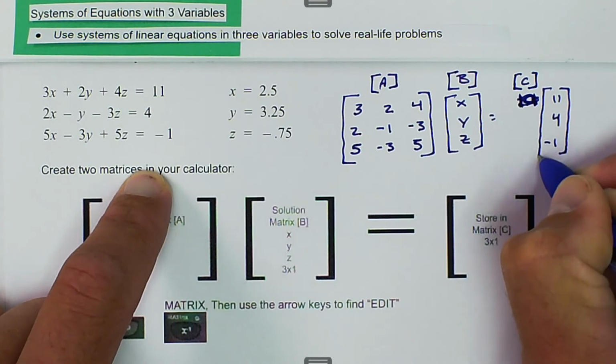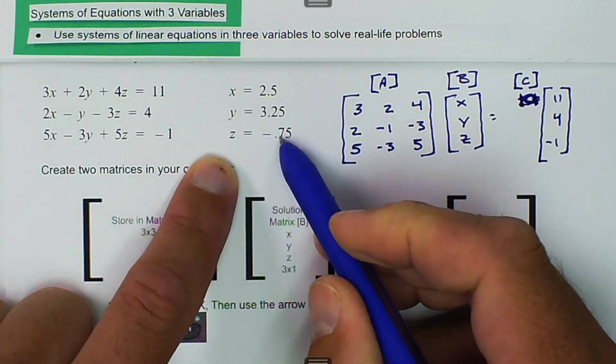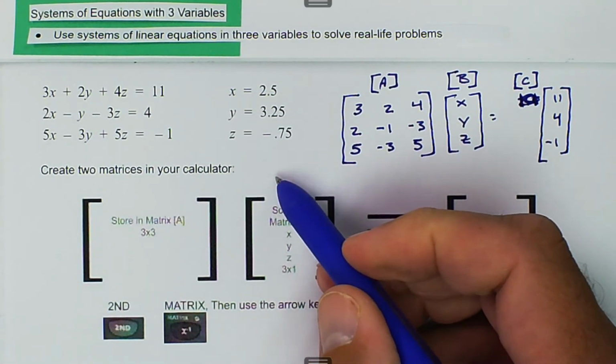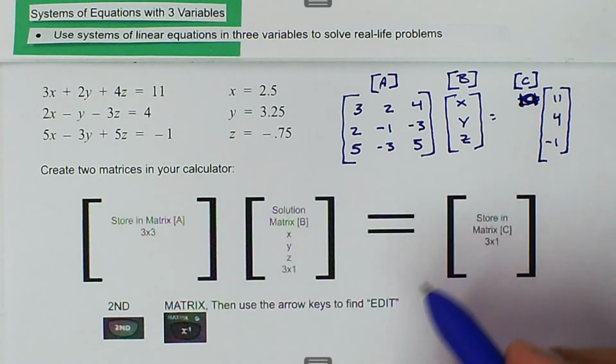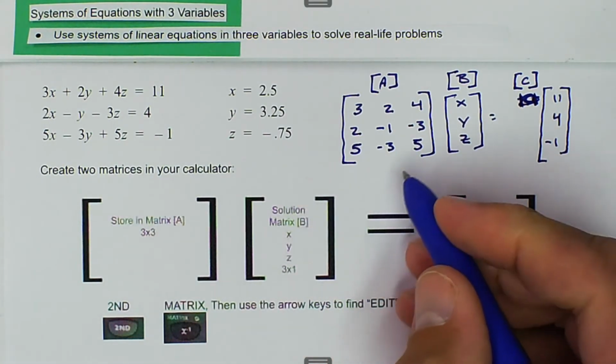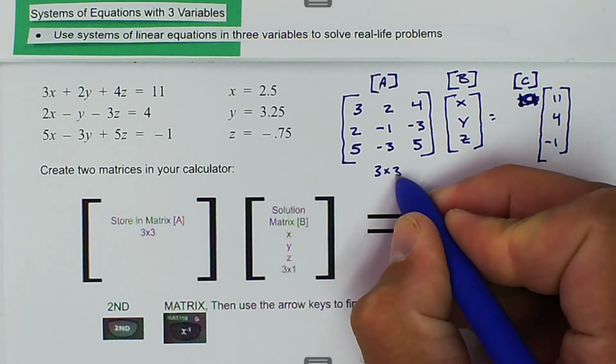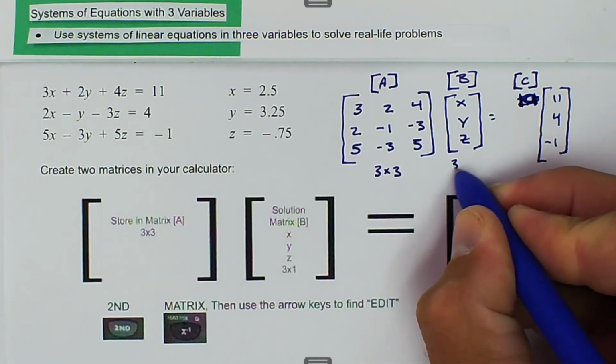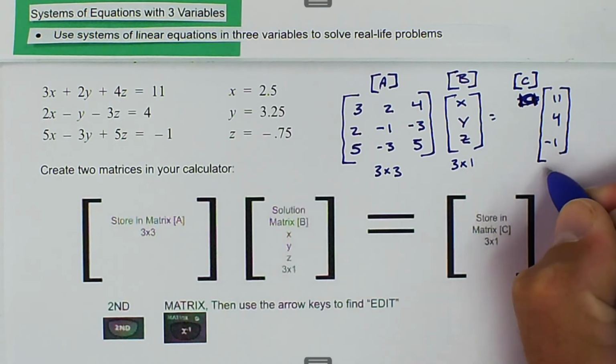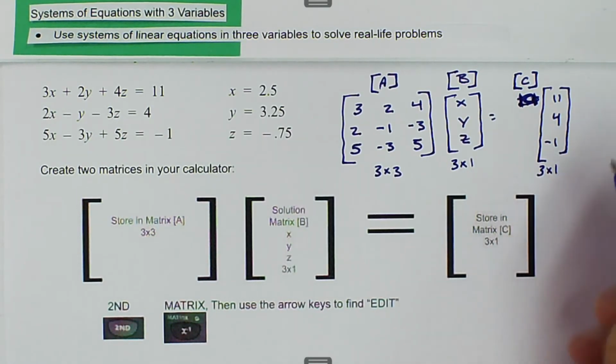So we've already done this. So when we go ahead and type it in, we should get those for our answers when we go to check. One thing about matrix multiplication is this is a 3x3 matrix. This is a 3x1 matrix. And this is a 3x1 matrix.